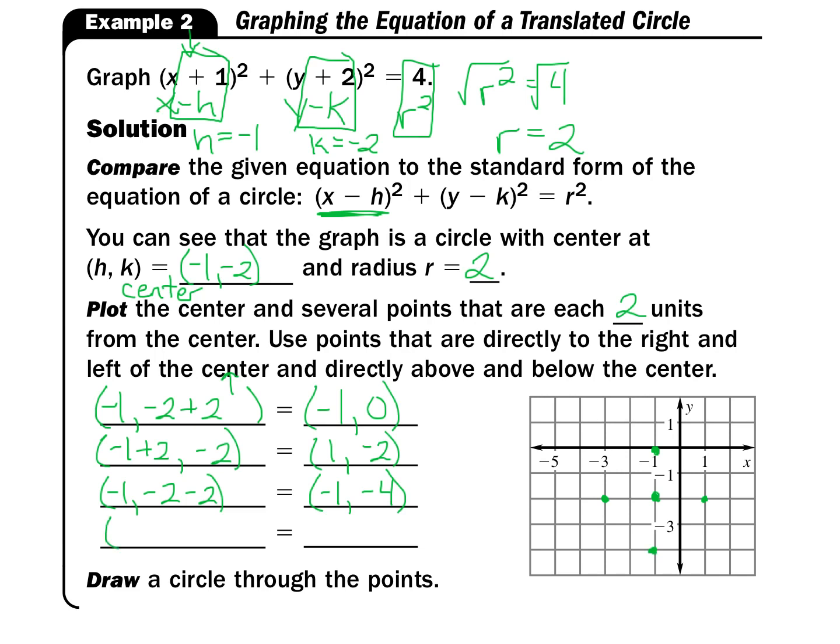And the last one to the left, negative 1 minus 2 comma negative 2, which would be negative 3 comma negative 2. And again, right where we had it. Once you draw those points, it's just a matter of sketching the circle to fit those points. Not quite perfect, but gets the job done. All right, on to example 3.